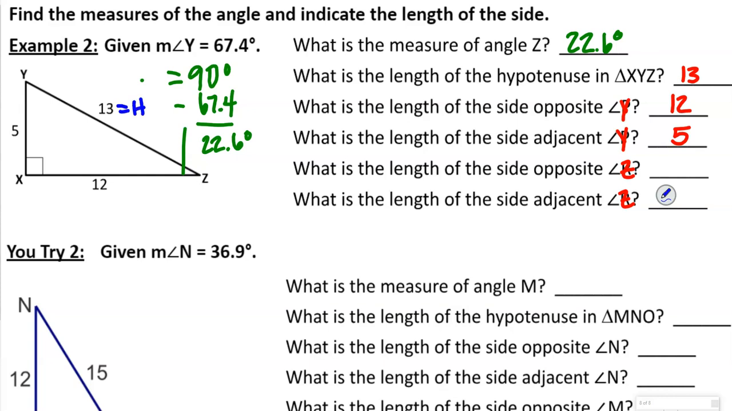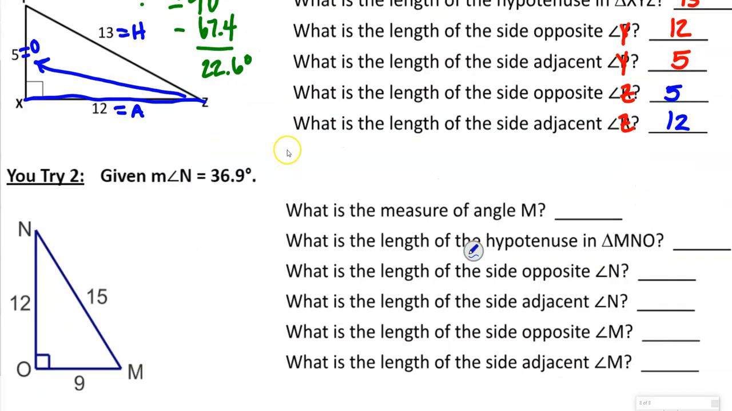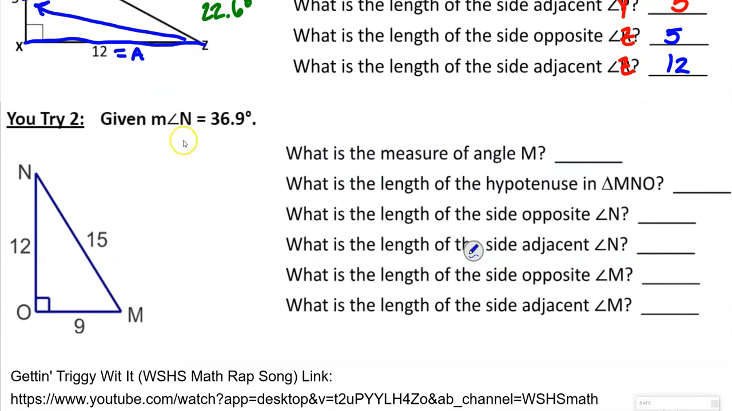Okay. So now, if we're looking at Z, what is opposite Z? Now this becomes our opposite. So that's 5. And what is adjacent? It's this one right here. This is now going to be our adjacent. So that's going to be 12. Okay. Now, listen, I'm telling you, this is going to become very relevant come Monday, okay? Or Tuesday of next week, okay?